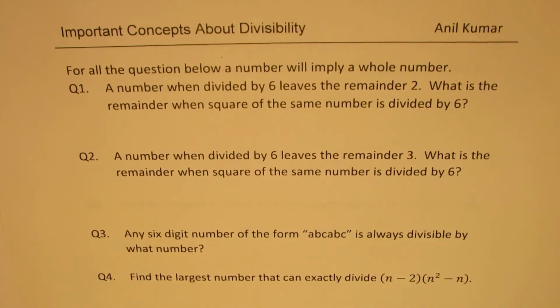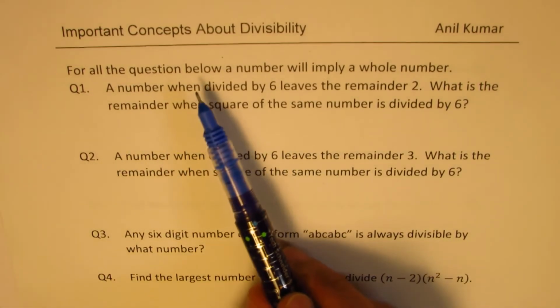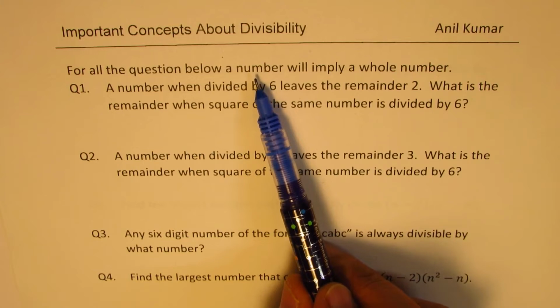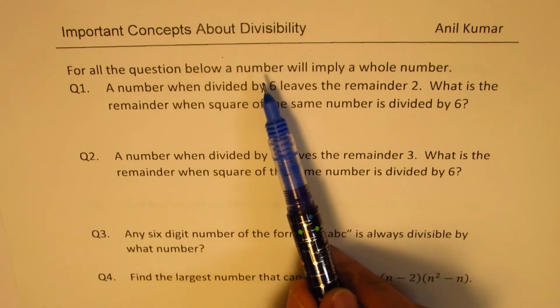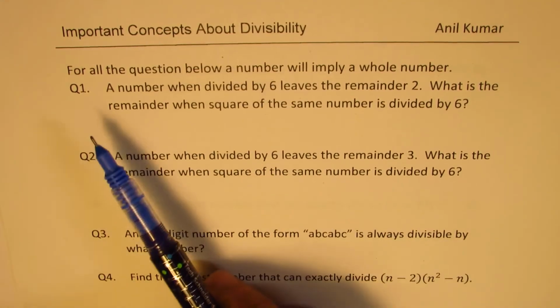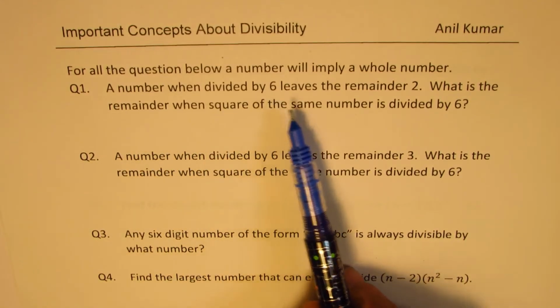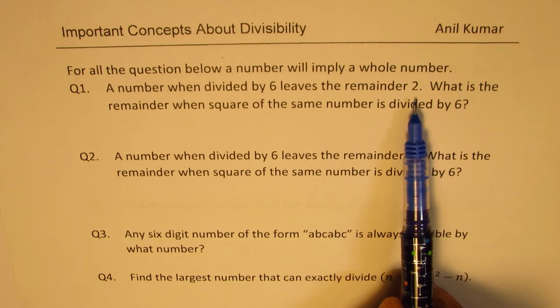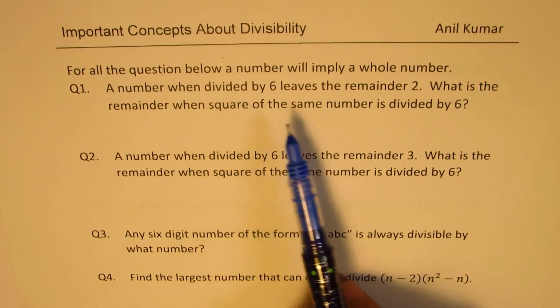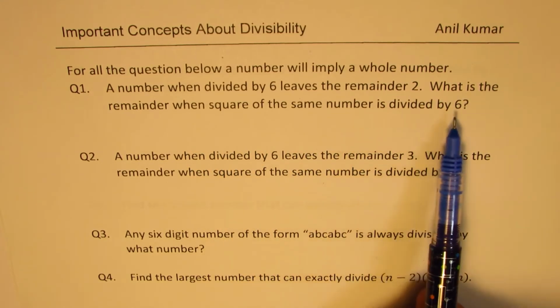We have 4 questions here. I'd like you to pause the video, copy these questions, solve them out, and then look into my suggestions. In all these questions, when we say there is a number, we mean a whole number, right? 0, 1, 2, 3, 4, and so on. Question number 1 is, a number when divided by 6 leaves the remainder 2. What is the remainder when square of the same number is divided by 6?